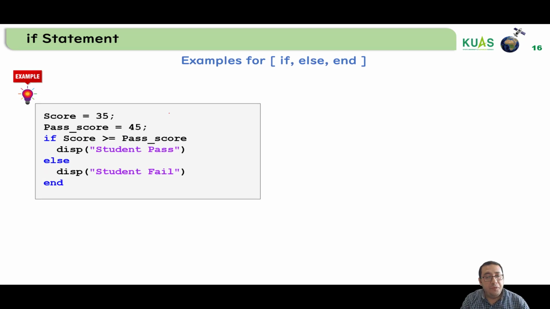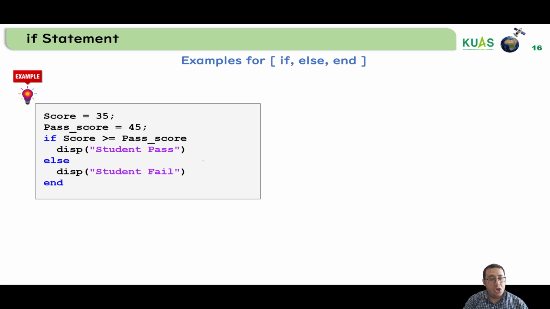In this example, for the score of the student and the pass score, for example, this is the score the student has, which is 35, and the pass score is 45. So the if statement says that if the score of the student is greater or equal the pass score, it means that the student got exactly the pass score or higher than that, we should display that the student is passed. Else, we will display the student is failed.